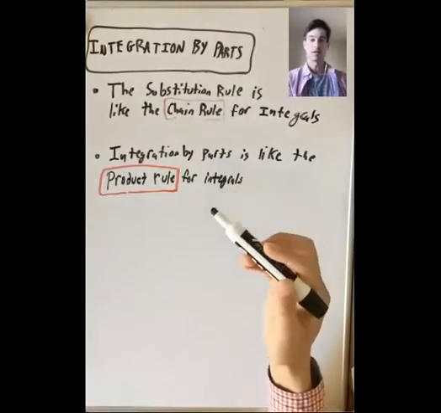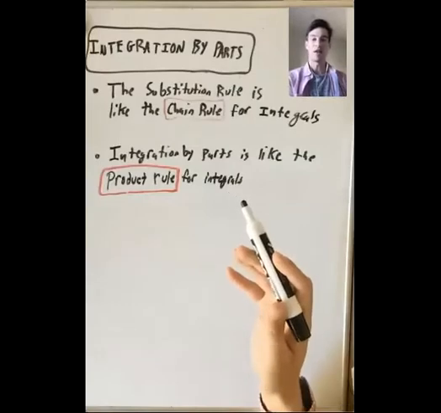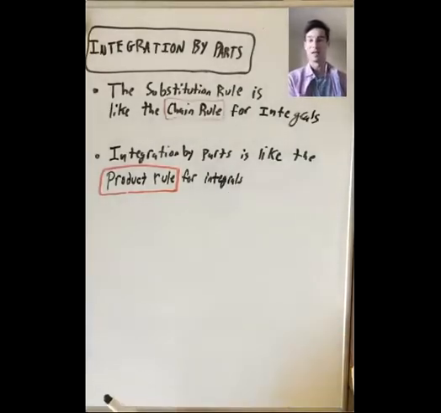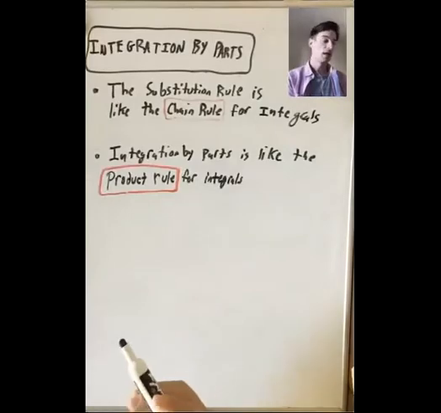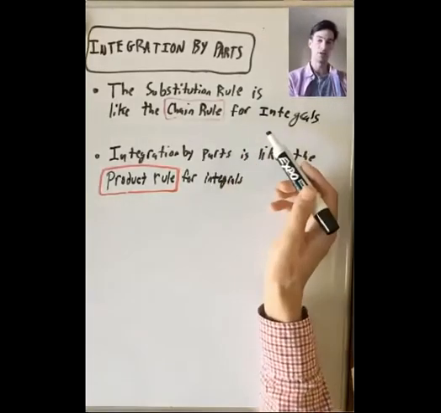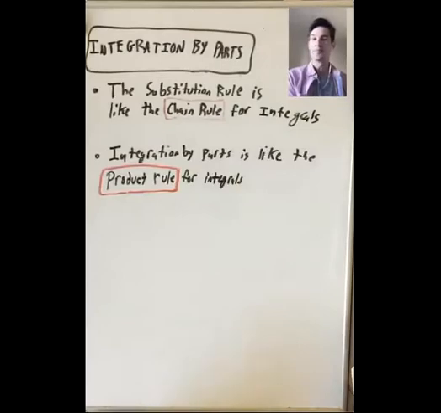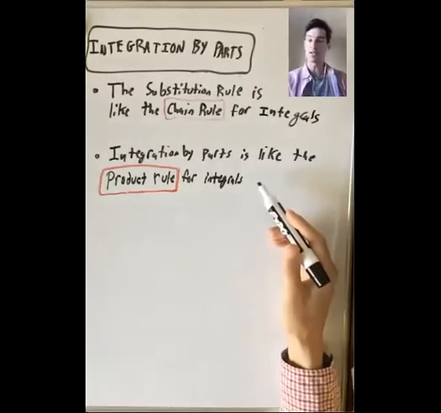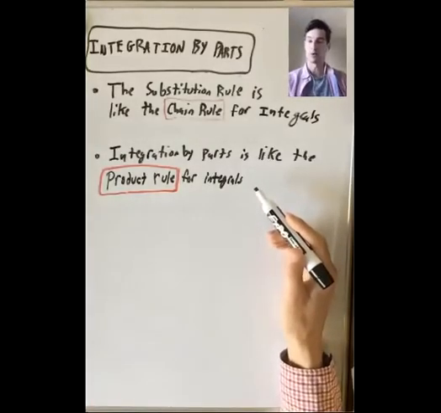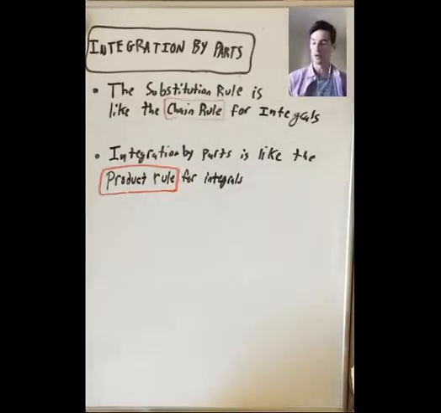Integration by parts, I want to set it up as a kind of analog of the substitution rule. How did the substitution rule work? It's kind of like the chain rule for integrals. What does that mean? We want to start with some function and find an antiderivative of it, some function where you take the derivative and you get your original function. And when you take that derivative, you have to apply the chain rule. Integration by parts is going to be just like that, except with the product rule. So it'll be a kind of product rule for integrals.